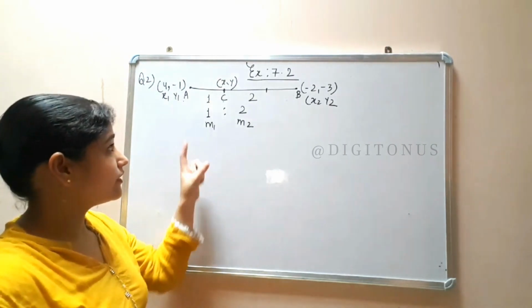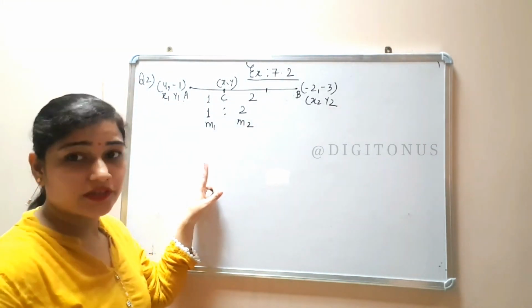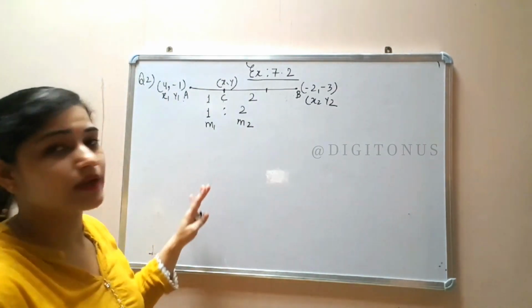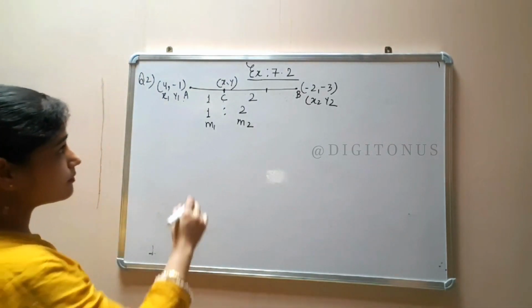The difference is only this in question number 1 and question number 2. You first have to think about how to apply the section formula. The formula is the same, but how to apply it matters. So like this we will apply.